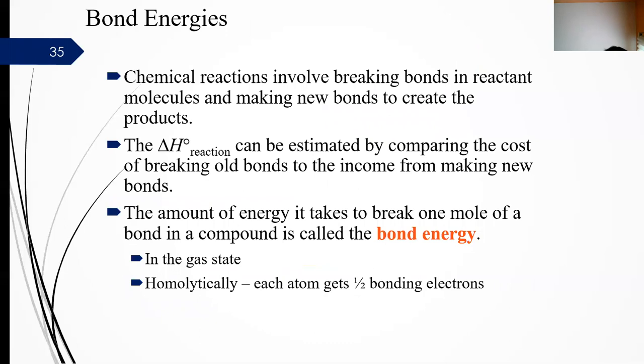Now, chemical reactions involve breaking bonds in reactant molecules and making new bonds in the products. So the delta H, or the enthalpy change for our reaction, can be estimated by comparing the cost of breaking all of the old bonds versus the ones that we get from making the new bonds. Now, the amount of energy it takes to break 1 mole of a bond is called its bond energy. And the idea is that it's what we take in our gas state, so that way we can homolytically split it. So if we have a nitrogen single bond to a nitrogen, we're going to split that bond in half, and each of those nitrogens is going to leave with 1 of those bonding electrons.